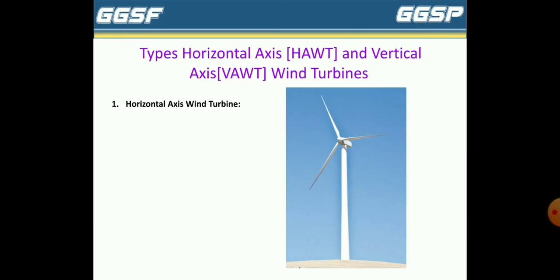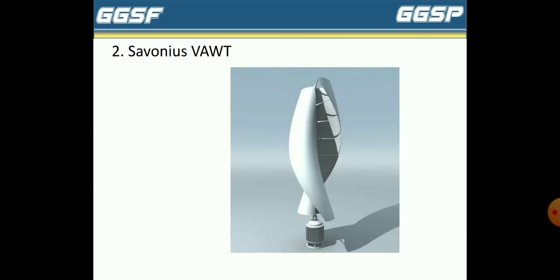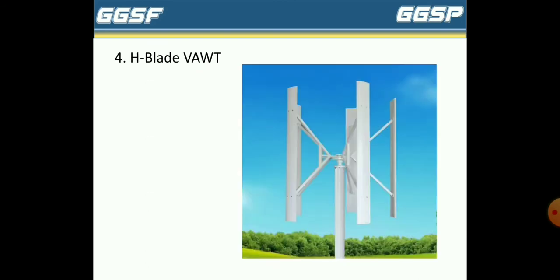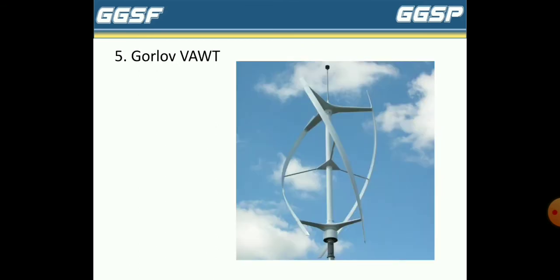Here are the features of horizontal axis wind turbine. It is a Savonius vertical axis wind turbine. This is Darrieus vertical axis wind turbine. This is H-blade vertical axis wind turbine. This is Giromill vertical axis wind turbine.